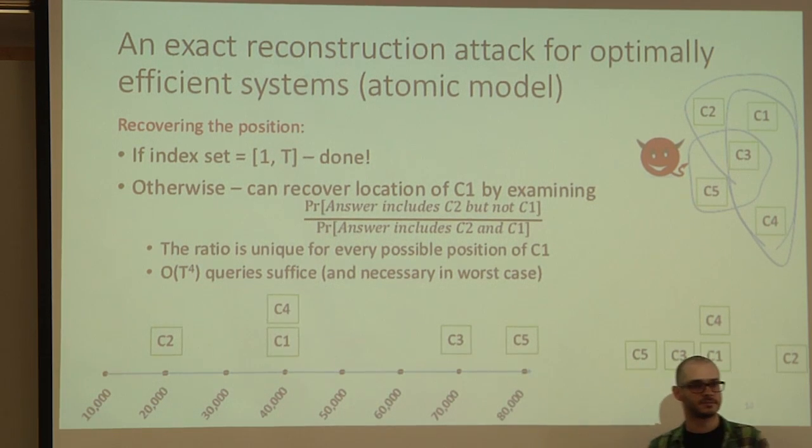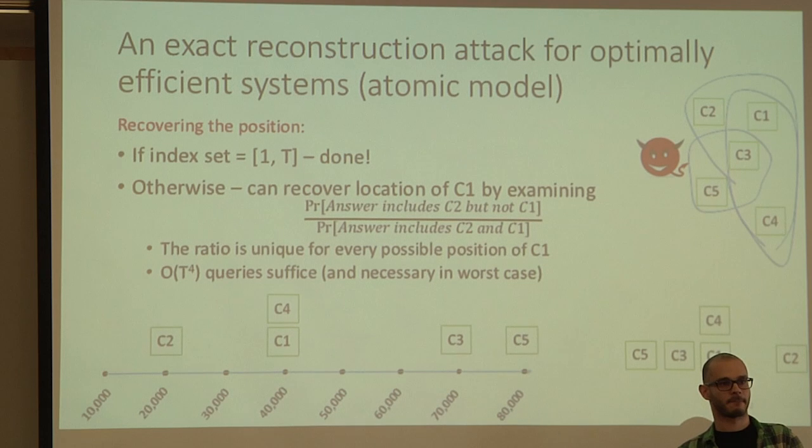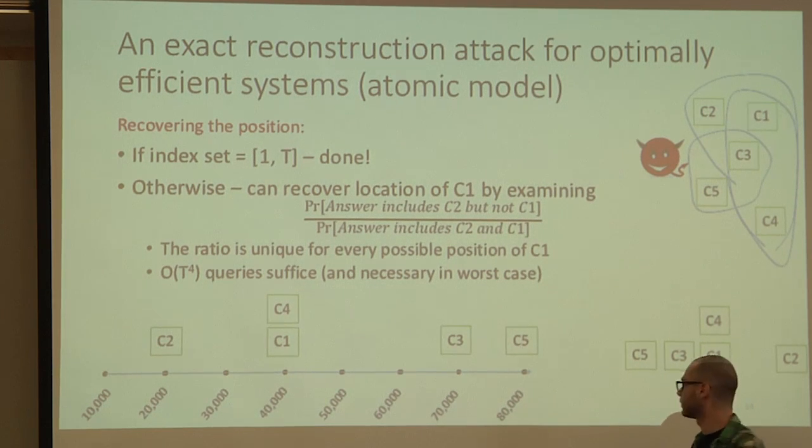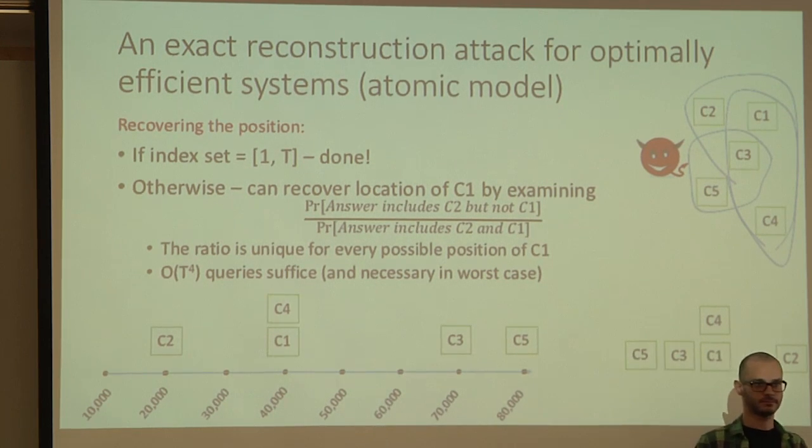So you're assuming that the queries are just asking for uniformly random subsets? Yeah. Uniformly random intervals? Yeah, of the domain. Okay?